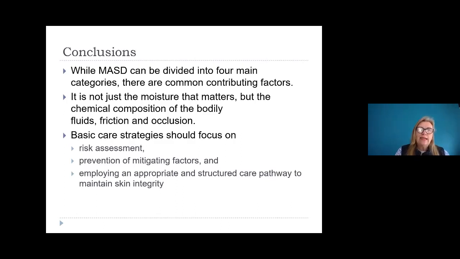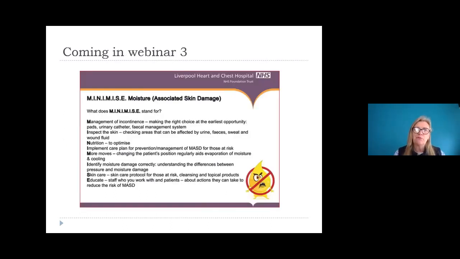So whilst we divide it into those four main things that we've talked about, let's not forget there are very common contributing factors to all the elements of moisture-associated skin damage. It's not just the moisture, it's the chemical composition of those body fluids. It's about friction, it's about occlusion, it's about that trapping of liquid next to the skin. So frequent checking, frequent changing of things in contact with the skin is important. So the really simple things we should be doing are risk assessment, prevention of mitigating factors, and putting a really simple structured care pathway in place, like doing your skincare on certain days of the week, to help maintain that skin integrity. And all of that really comes together in the minimized moisture that I know Julie's going to talk to you about in the third of the webinar series.